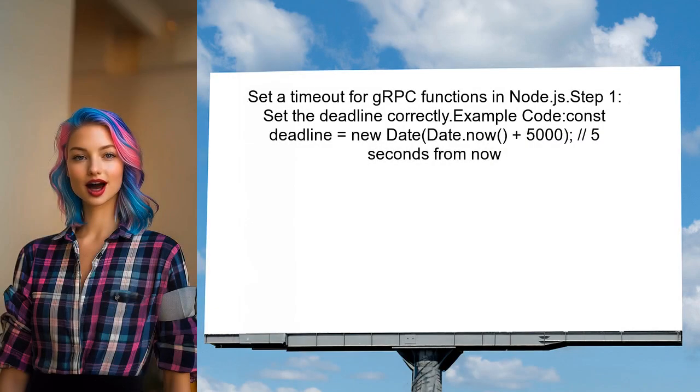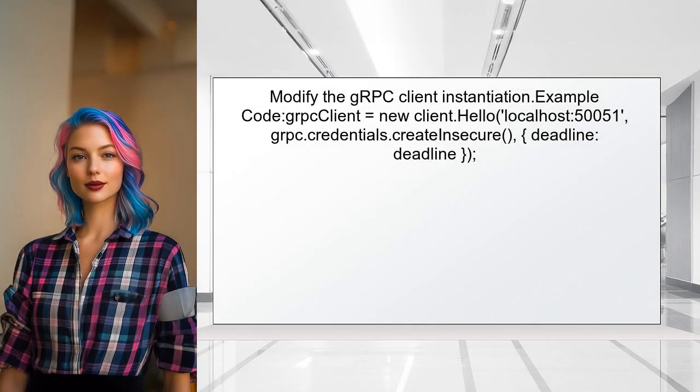To set a timeout for gRPC functions in Node.js, the user should first ensure that the deadline is set correctly. Instead of using the current seconds, we will use a more appropriate method to set the deadline. Next, the user should modify the gRPC client instantiation to use this new deadline. This ensures that the client will terminate the connection if the server does not respond in time.